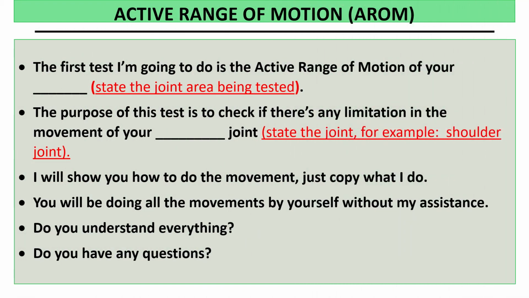This script may be helpful for the oral or practical examination. The first test I'm going to do is the active range of motion of your blank joint. State the joint area being tested. The purpose of this test is to check if there's any limitation in the movement of your blank joint. State the name of the joint, for example, the shoulder joint.